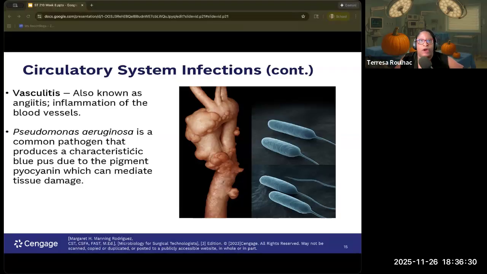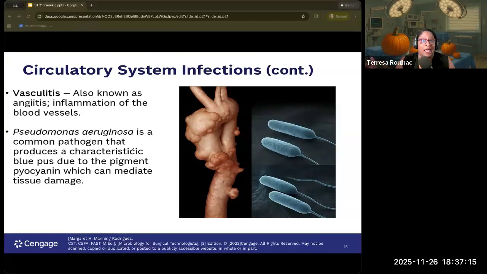There is vasculitis or angiitis. Now we're talking about inflammation of the blood vessels. Now, it can lead to reduced blood flow or narrowing. It can lead to blocking, causing ischemia or tissue death, or widening, forming an aneurysm. It can actually cause painful skin sores that turn black from tissue death. It produces a blue colored pus because of the pigment called pyocyanin. And it's seen often in neutropenic patients, and these are patients with low white blood cells.